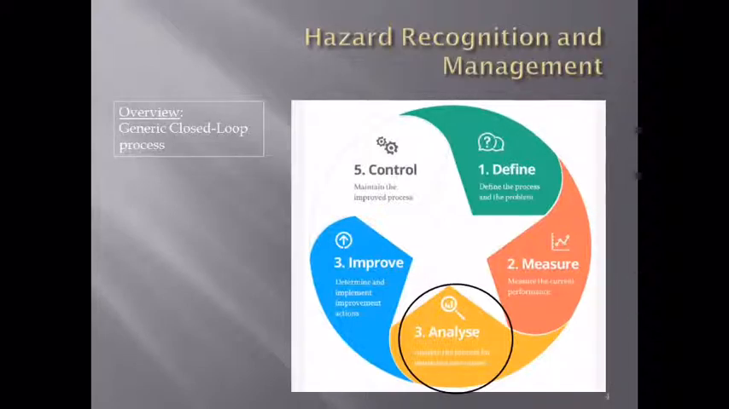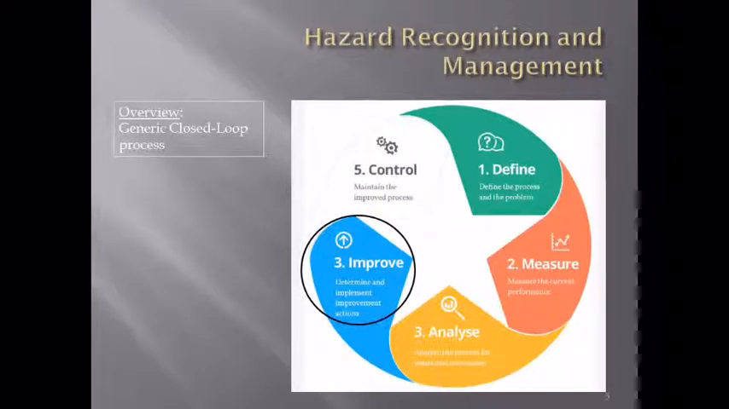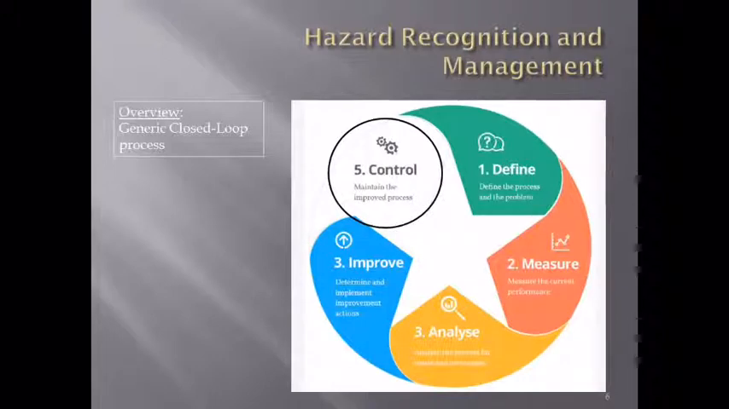Next, we analyze the system or the process for any problems. The problems of efficiency, effectiveness, safety, any problems and the root causes of those problems are analyzed here in step 3. This is actually supposed to be a number 4. This is step 4, improve. That is, figure out how to fix the problems and implement improvement actions.